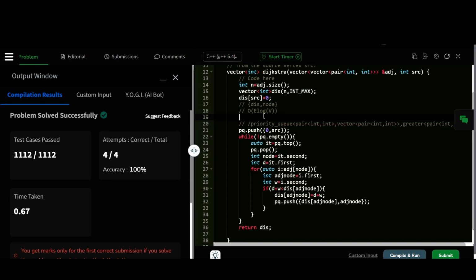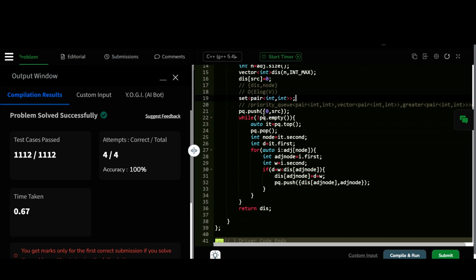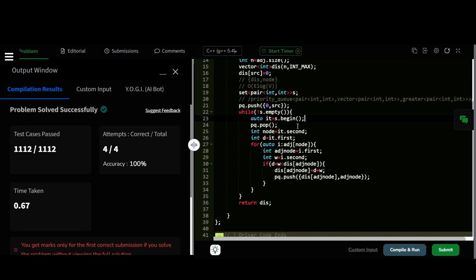So we have to declare a set. Let's declare the set. We have to store it as a pair of int, comma int. Okay. Now instead of the priority queue, we have to declare the set, and check s dot empty. Now we have to get the minimum starting element, so we can do it like that. s dot begin. Okay, s dot begin. We have to erase it. So let's erase it as s dot erase, and we have to insert, instead of pushing we have to insert as s dot insert.